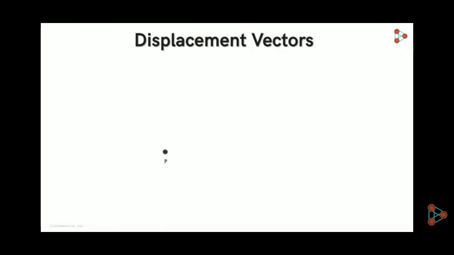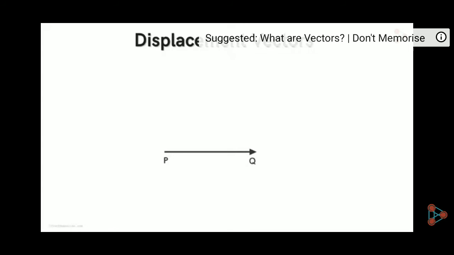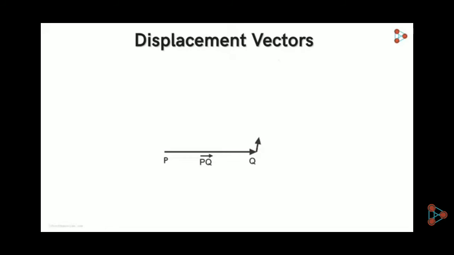Suppose we're at this point P and we move to this point Q. We know that this displacement will be given by the vector PQ. Now suppose from point Q we move to the point R here, then this displacement will be given by the vector QR. Now can you tell me what will our net displacement be? Right, it will be from P to R.